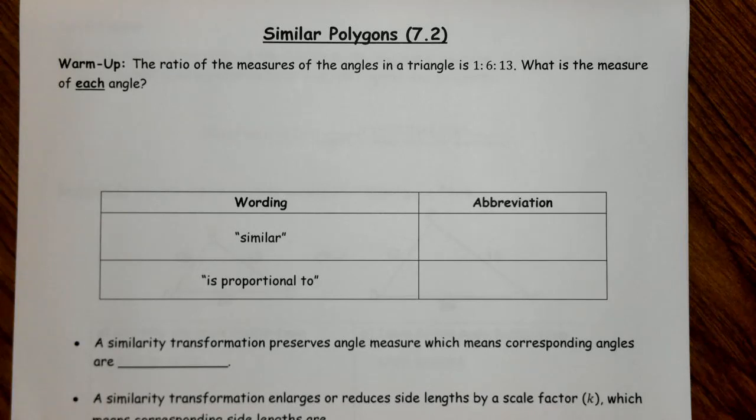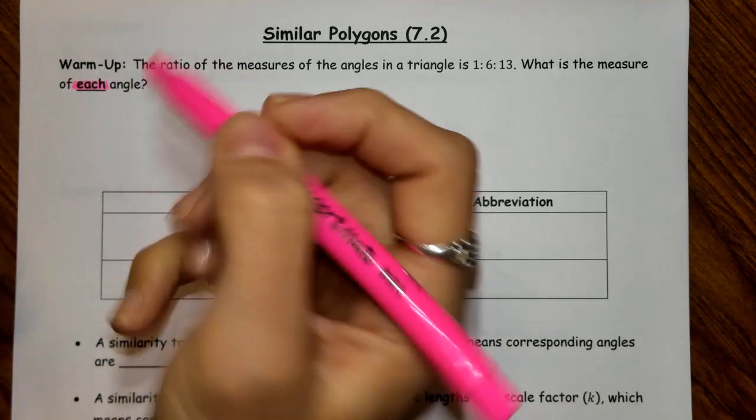All right, this video is going to be about corresponding parts of similar polygons. First, we have this warm-up talking about the ratio of the measures of an angle of a triangle is 1 to 6 to 13. We want to know the measure of each angle. So we need to plug back into each one.